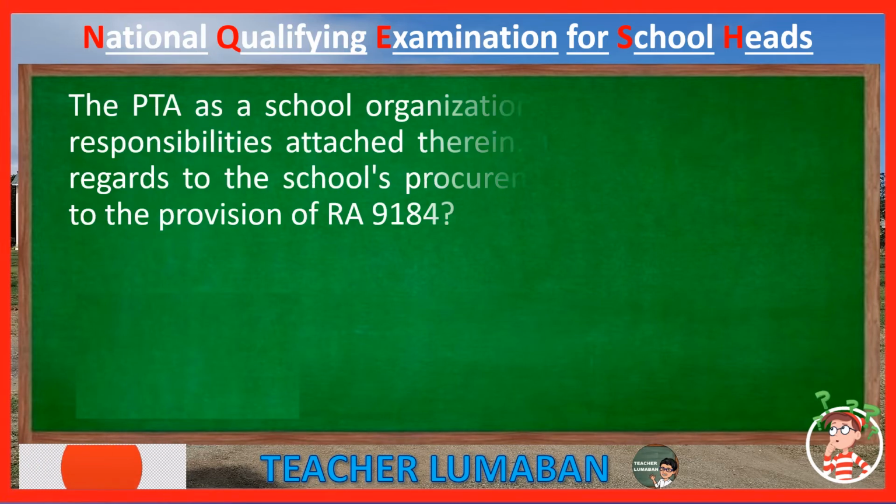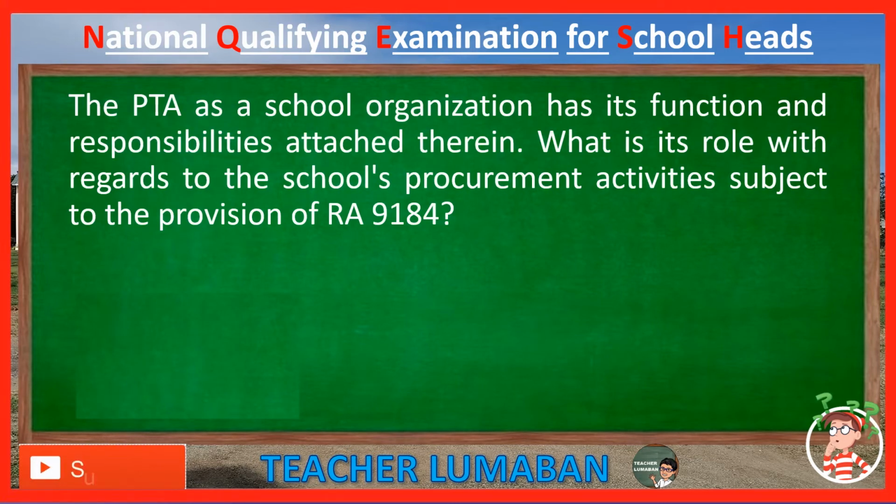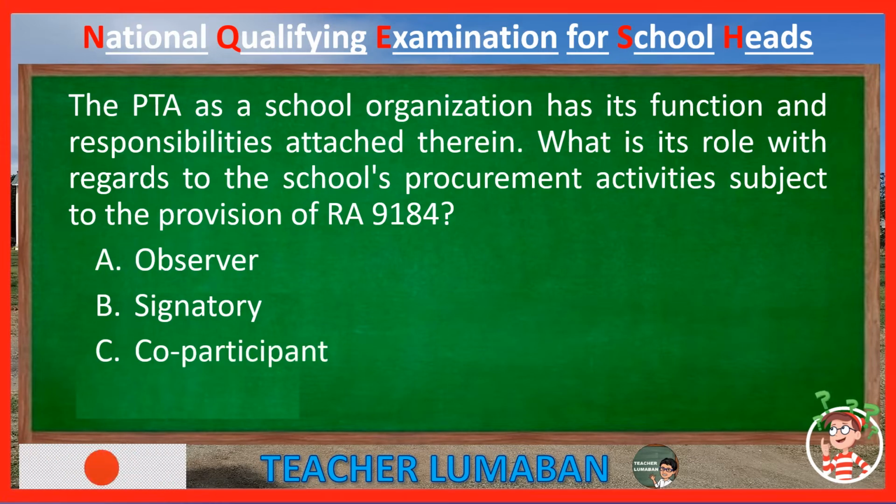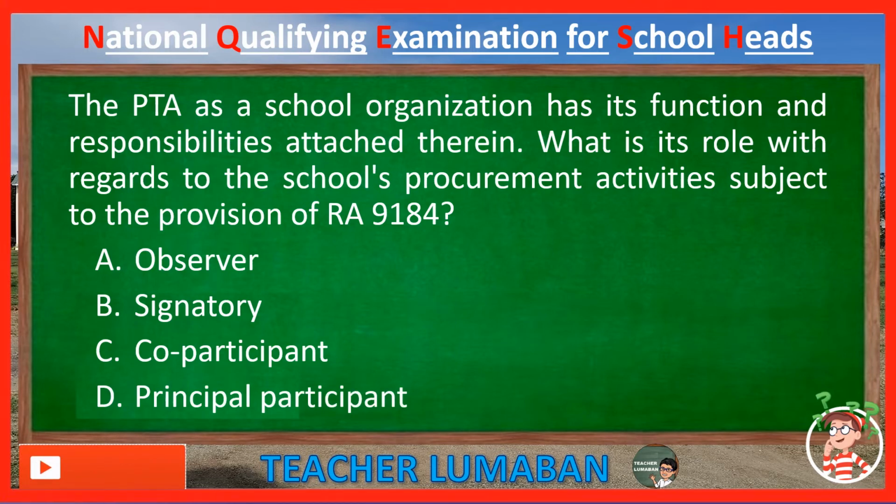The PTA as a school organization has its function and responsibilities attached therein. What is its role with regards to the school's procurement activities subject to the provision of RA 9184? Letter A, Observer. Letter B, Signatory. Letter C, Co-participant. Letter D, Principal Participant. Choose the suitable answer based on the given choices in 5 seconds.